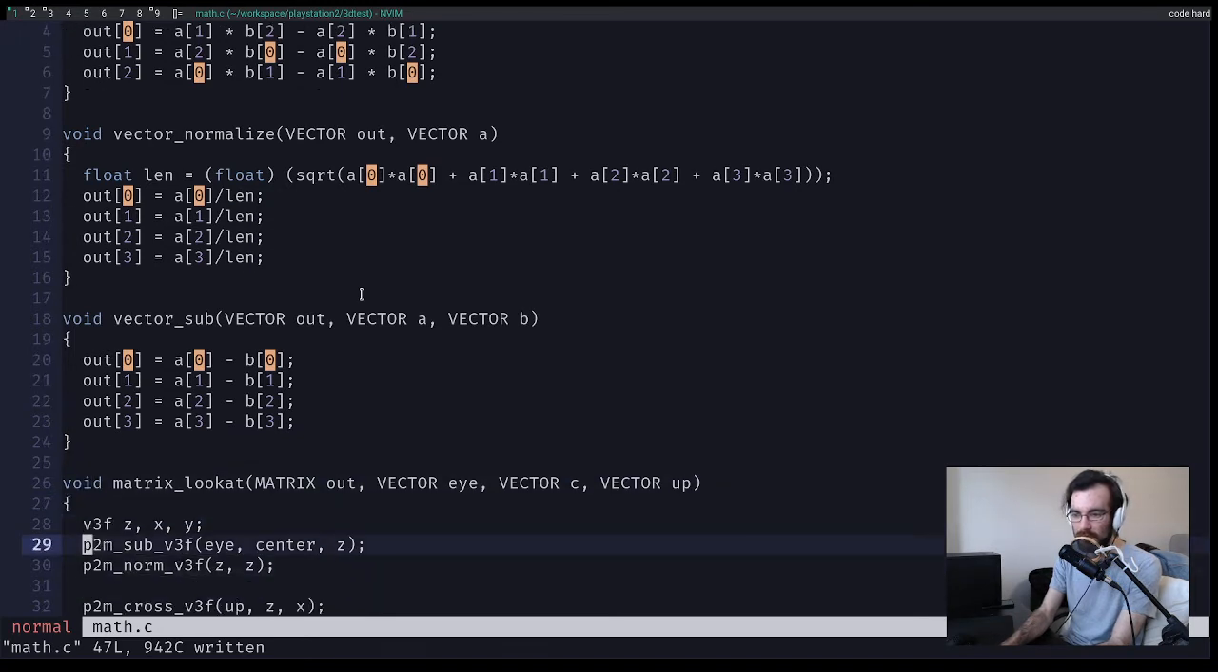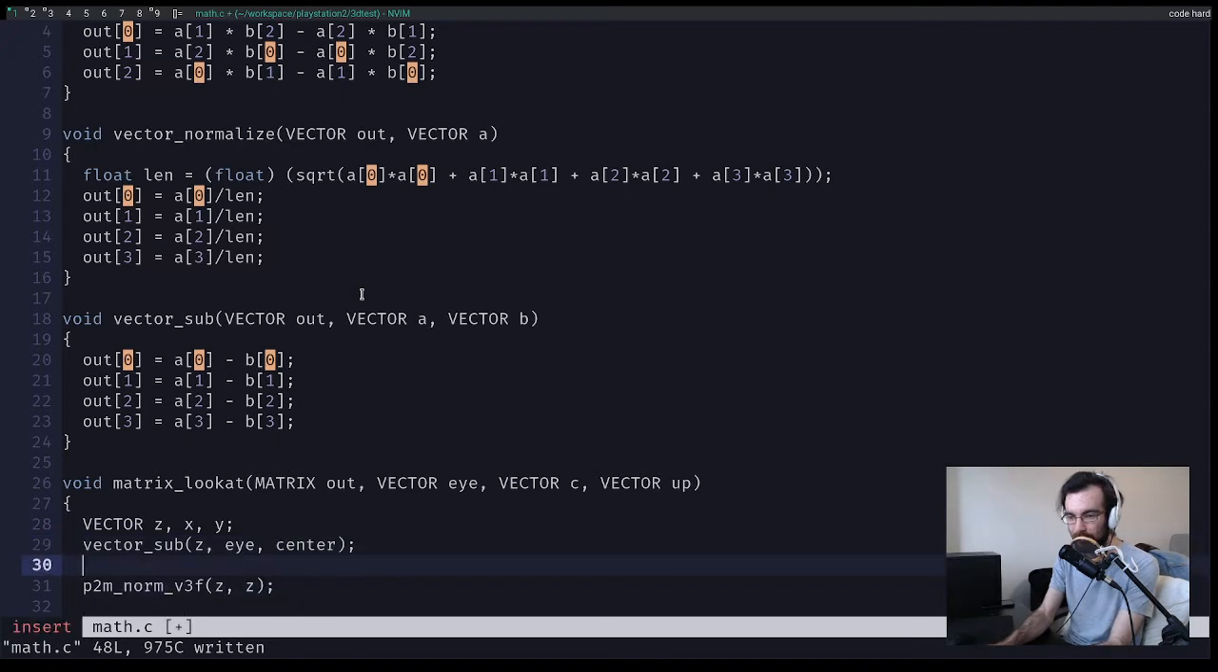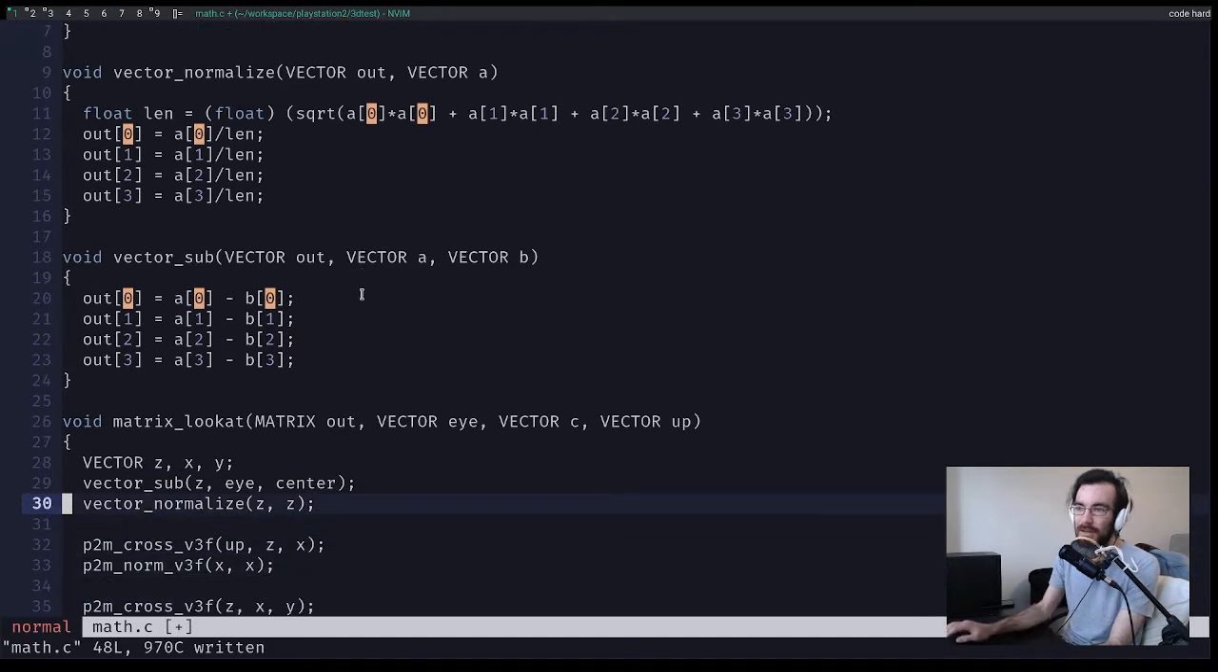Cool. So now we're going to say vector sub z, I, center, vector, normalize z. Cool. We're just saving it where it comes from. That's fine. That works in this case.